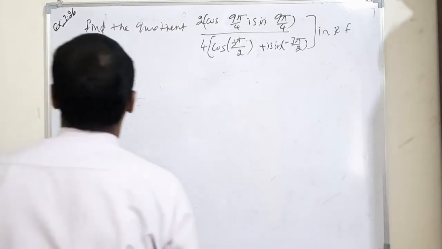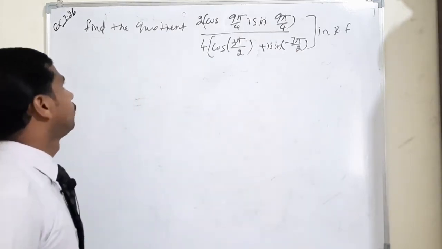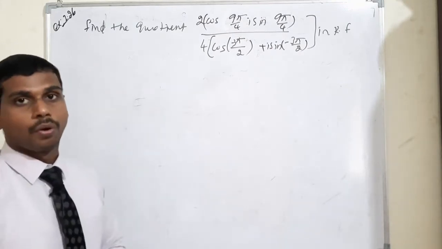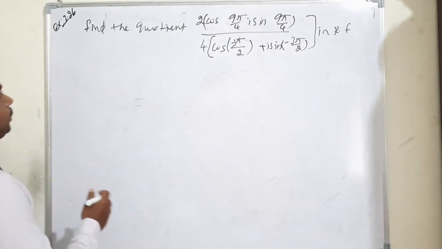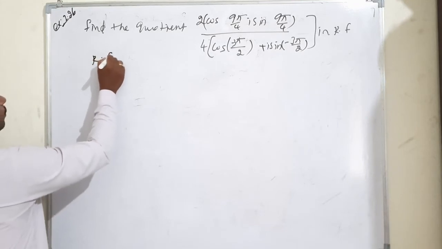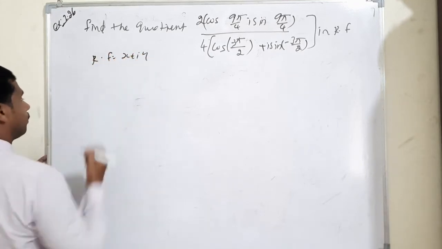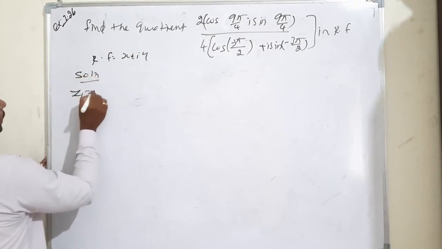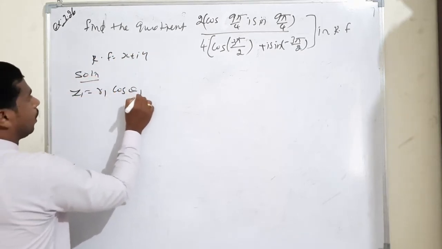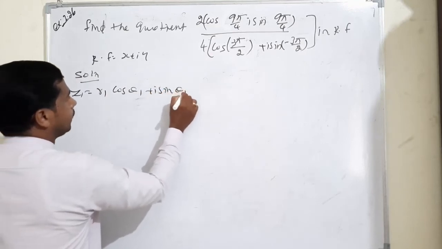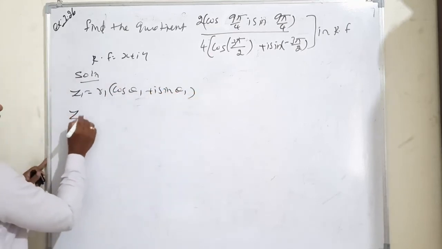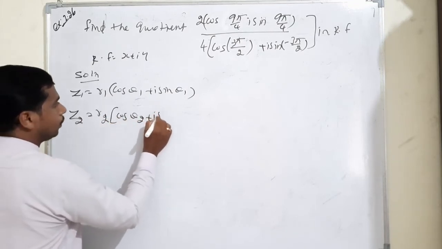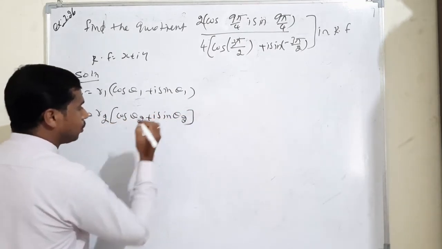So moving to the last example in this conversation. The question: find the quotient in rectangular form. But the last question was find the product, isn't it? So for the quotient, what is the meaning of rectangular form? x plus iy. So first, the solution: consider z1 equal to r1 into cos theta 1 plus i sin theta 1. Then z2 is equal to r2 into cos theta 2 plus i sin theta 2.